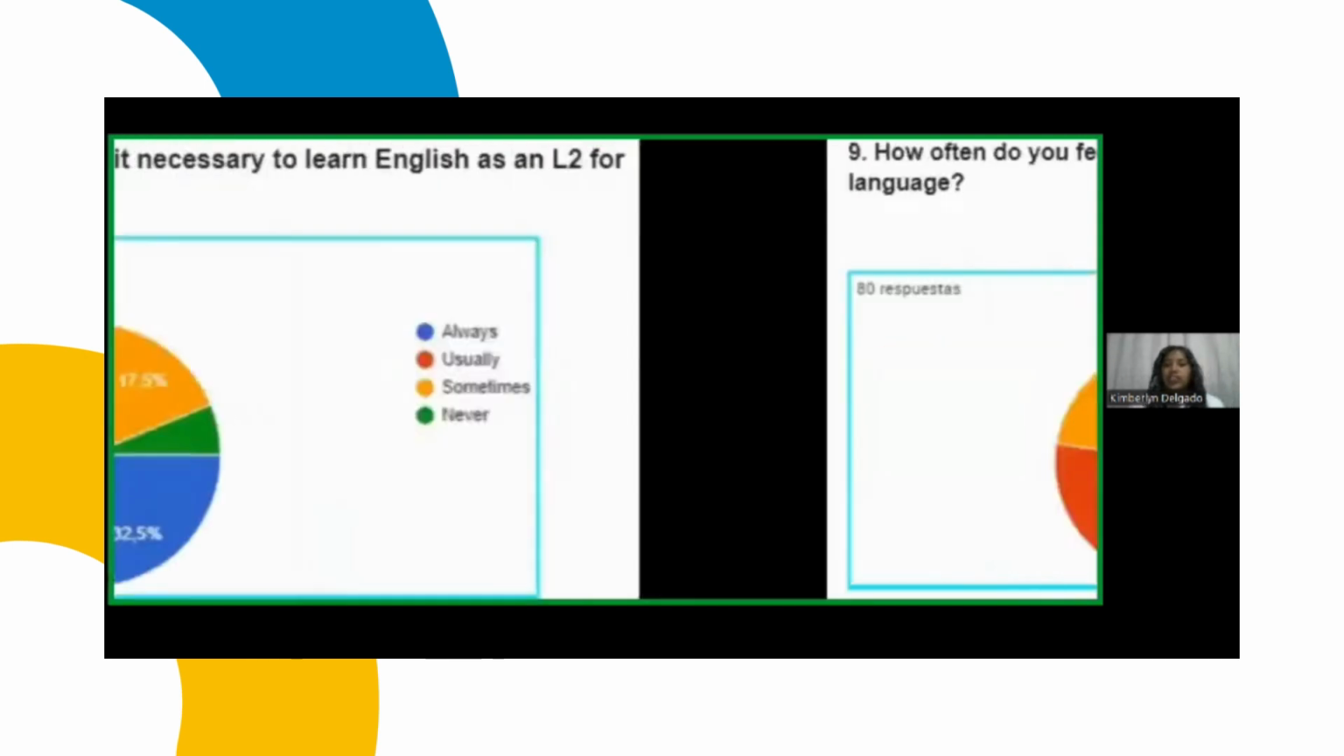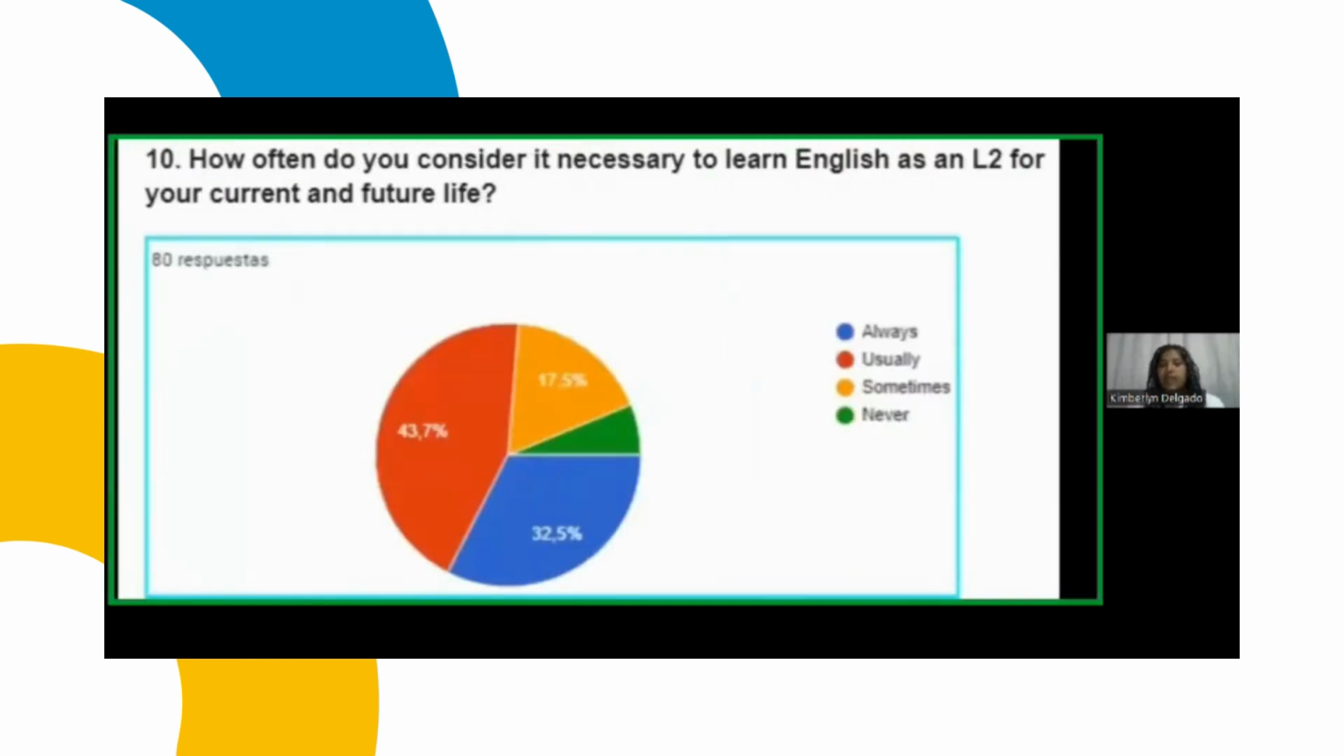The question 10 is, how often do you consider it necessary to learn English as an L2 for your current and future life?